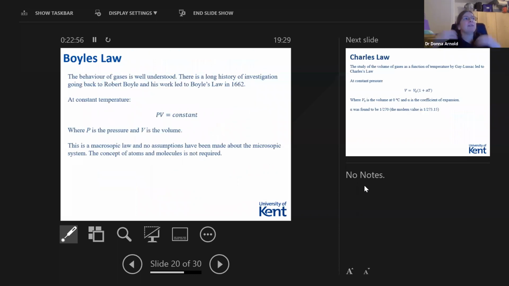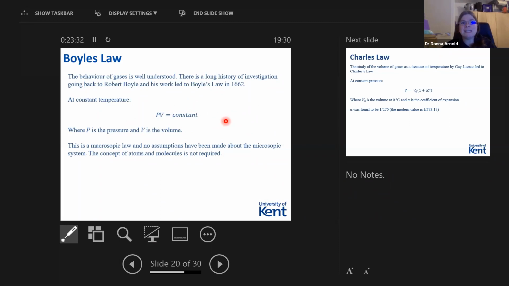Okay, so this starts to lead us into trying to understand how gases behave. And the behavior of gases is reasonably well understood. And there's a long history of lots of different scientists investigating it. And then back in 1662, I mean, hard to conceive that this work was being done that long ago, Robert Boyle did some work on gases, which basically led to what we now know as Boyle's law. And what he said was at constant temperature, the pressure times the volume is equal to a constant.